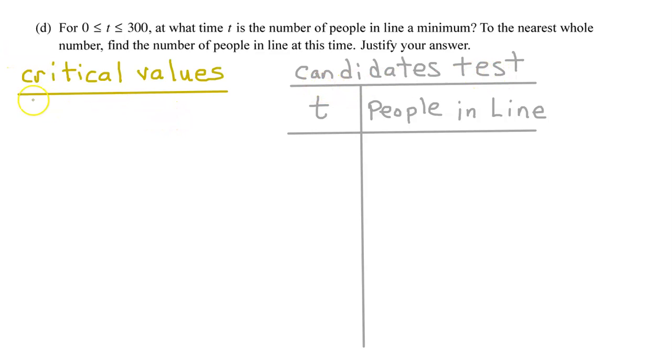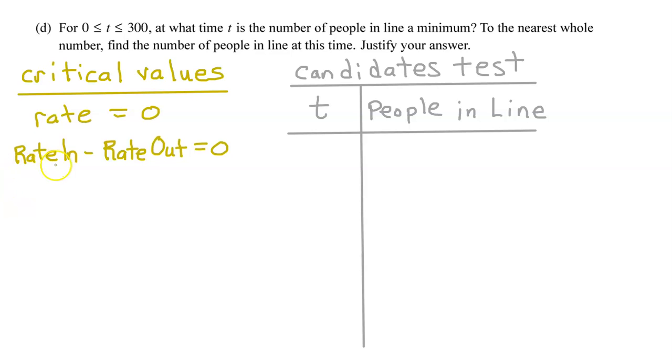The first step of creating a candidates test is to find the critical values. If we had a function f for the number of people in line, to find the critical values, we would set f prime equal to 0. However, we don't have a function f representing the number of people in line. So instead, we will think of it as setting the rate of change equal to 0. This rate is the rate of change of the number of people in line. For a rate in, rate out problem, the overall rate of change is the rate in minus the rate out. So this is what we will set equal to 0.